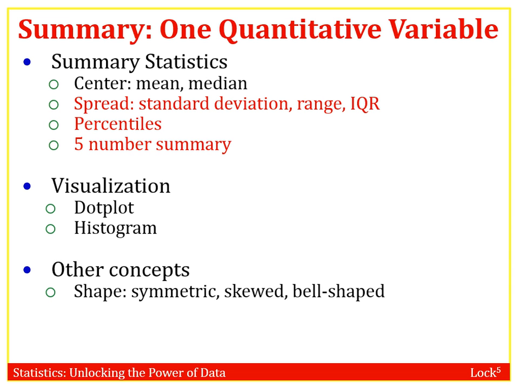We also want to be concerned about our shape, if it's skewed in one direction, if it's symmetrical, or if it's bell-shaped. We also want to look at any outliers and remember what's resistant to outliers and what's not resistant to outliers. And then we went ahead and looked at z-scores.